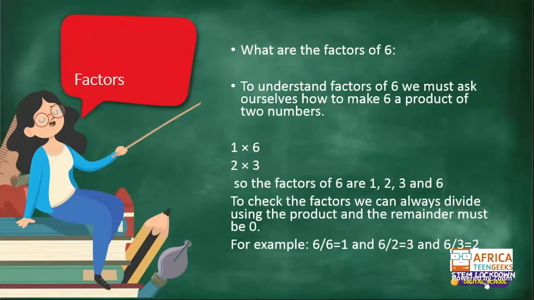So we will say 6 divided by 6, the answer must be 1, right? Because we are checking, and there must be no remainder because we are checking our factors to see if they are correct. And for 2 multiplied by 3, we have 2 multiplied by 3, and the answer is 6, right? So we'll say 6 divided by 3.